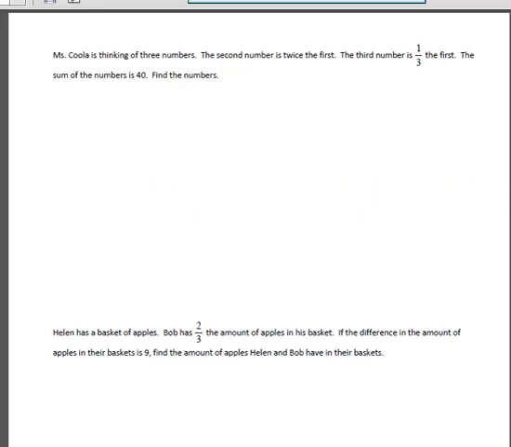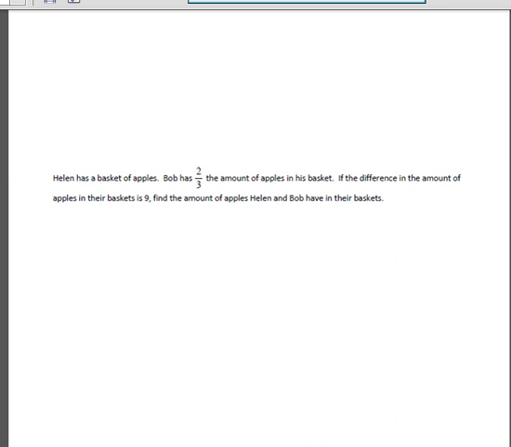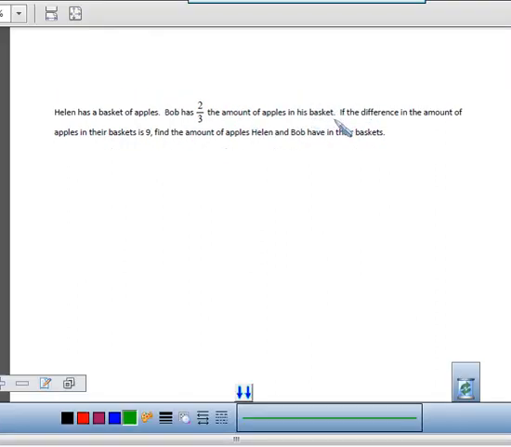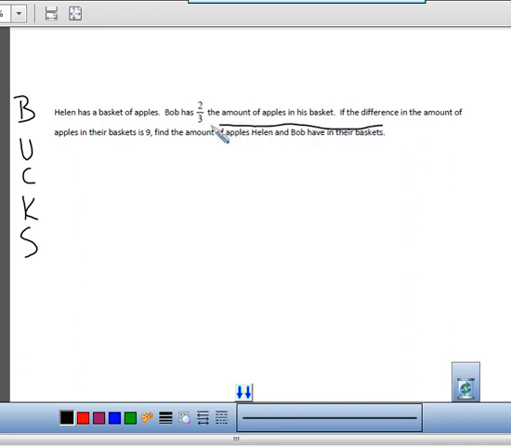Here we go. Alright, so the next problem, Helen and Bob. Okay, Helen has a basket of apples. Bob has 2/3 the amount of apples in his basket. That's comparing to Helen, of course. If the difference of the amount of apples in their baskets is 9, find the amount of apples Helen and Bob have in their baskets. Okay, so again, I'm using my bucks strategy. Put a box around what I'm trying to find. Amount of apples in both of their baskets.